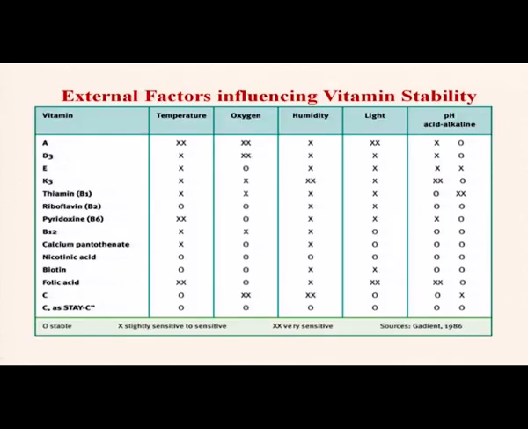So here we have, let's say, an interesting table. For each of the vitamins, which factor is going to play a major role in affecting the stability of the vitamin. We have a marking over here: a single X is slightly sensitive, the double X gives you very sensitive, and 0 refers to stable. If you look at vitamin A, you see they are extremely sensitive to temperature, oxygen, humidity, light, and pH, both acid and alkali. So they are stable at, I would say, alkaline conditions.